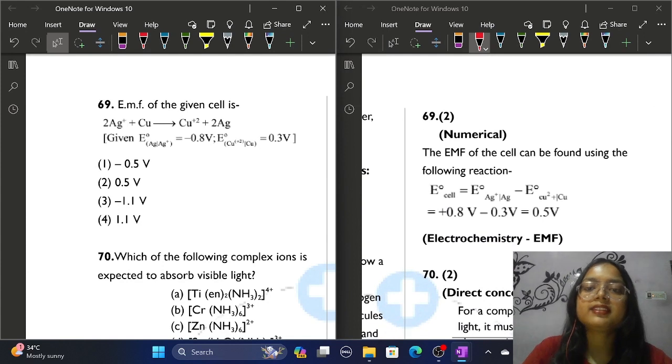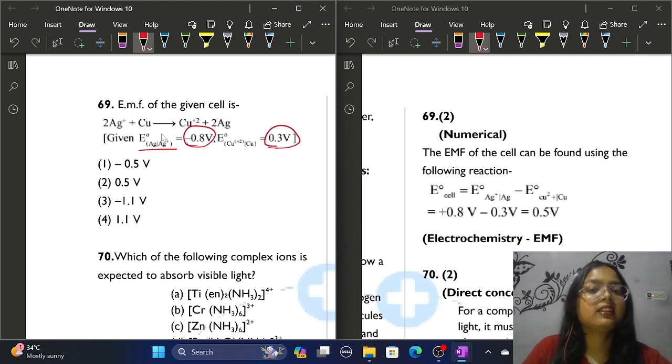In question number 69, the EMF of the given cell 2Ag + Cu gives Cu2+ and 2Ag. The E naught of Ag+ is given as 0.8 volt, and the E naught of Cu2+ to Cu is given as 0.3 volt. So the EMF is given. We have to find the E cell.